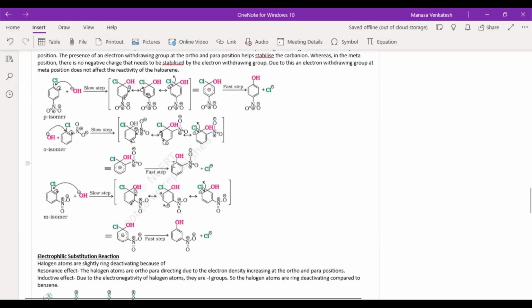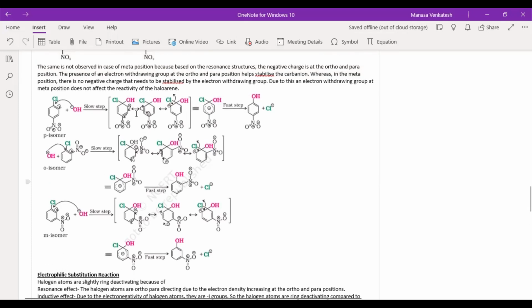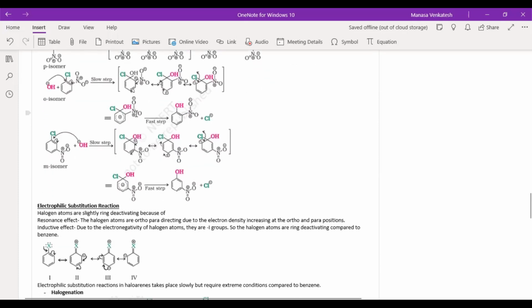So the presence of electron withdrawing groups at the ortho and para positions is making sure that the negative charge is getting delocalized, is pulled by those, and that in turn stabilizes the intermediates, or resonance structures rather, which are formed. Next is the electrophilic substitution reaction.